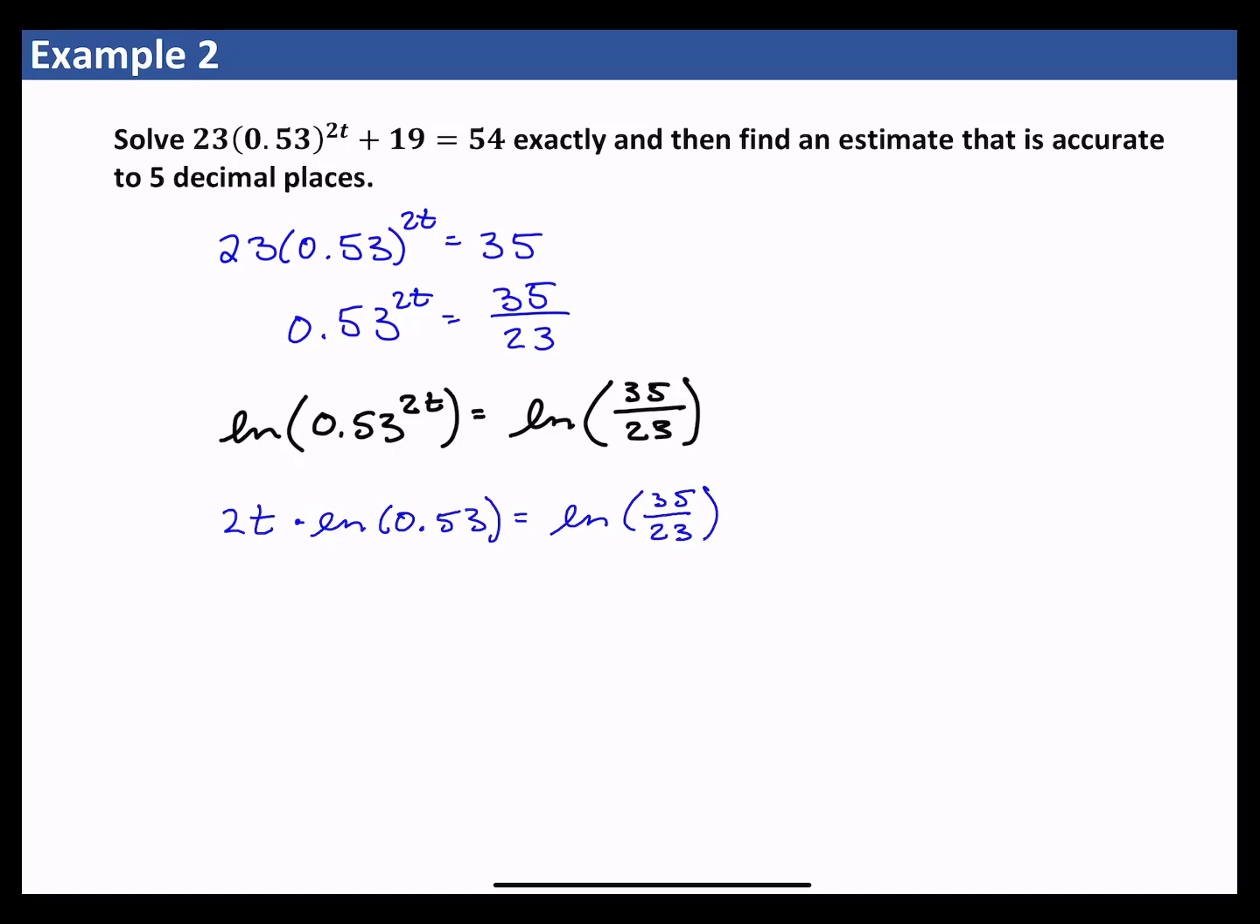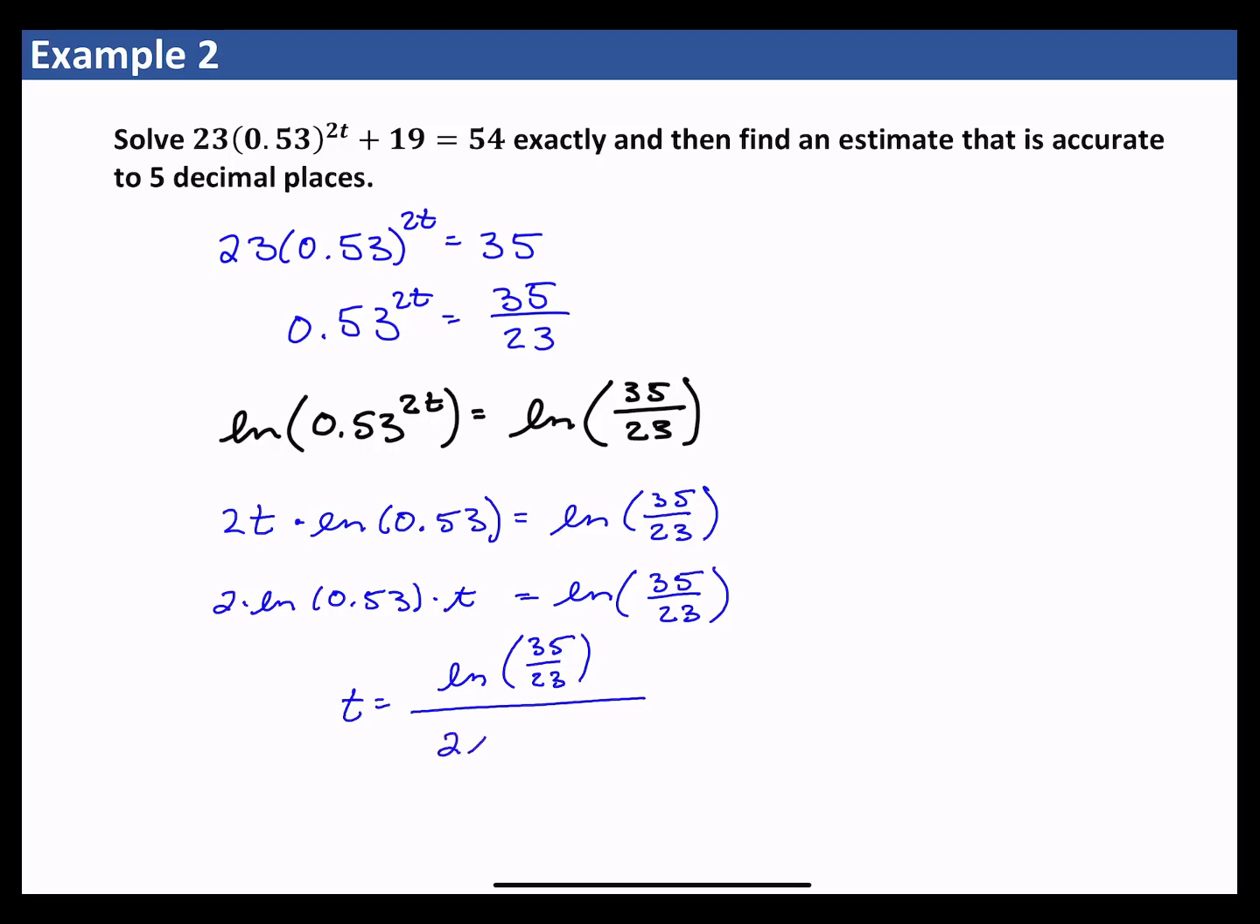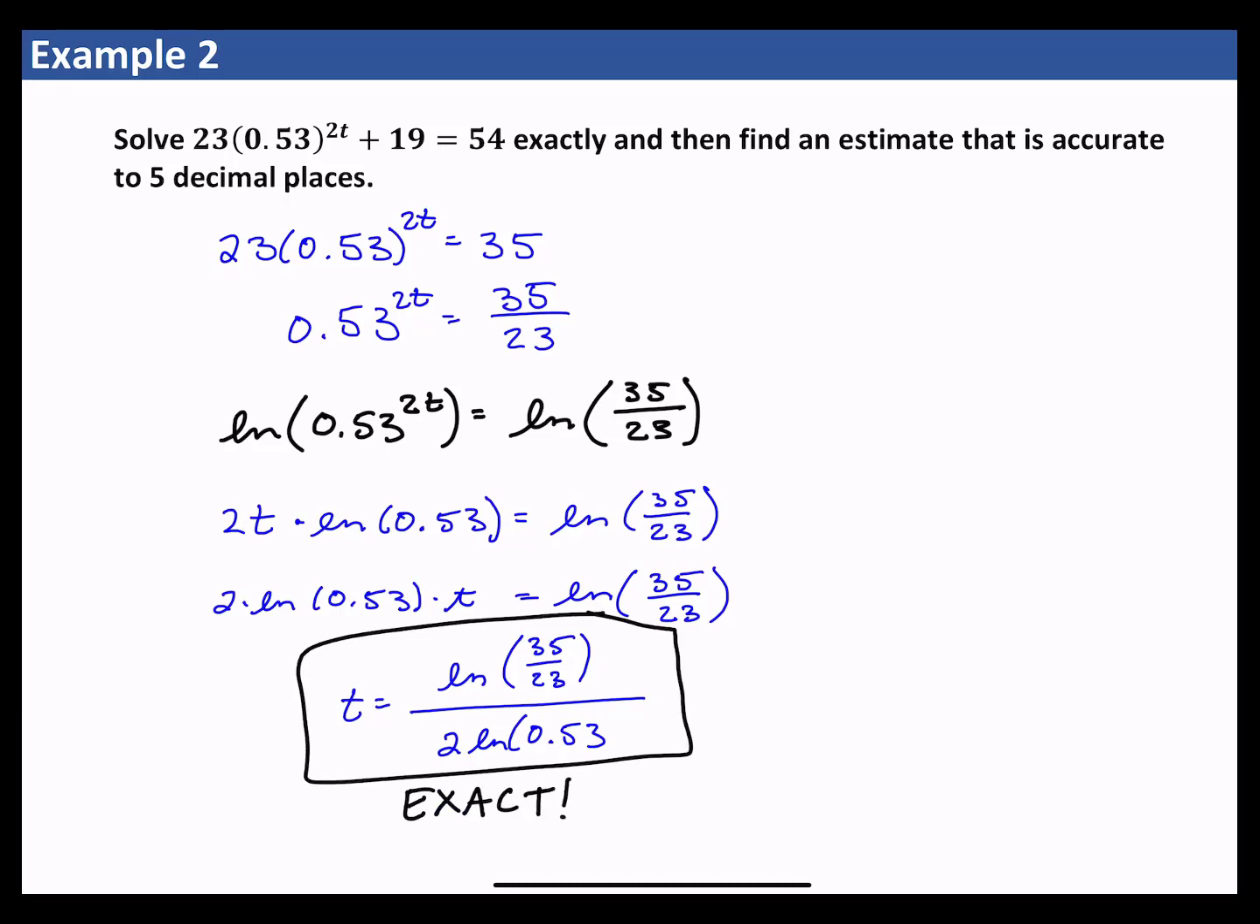We can rewrite the left side as 2 times the natural log of 0.53 times t, so we just rearranged that multiplication, and that will still equal the natural log of 35 over 23. So lastly, divide both sides by 2 times the natural log of 0.53, and our result is that t equals the natural log of the quantity 35 divided by 23, all divided by the quantity 2 times the natural log of 0.53. Using a computation device such as a calculator or Desmos, you should see that t is approximately negative 0.33066.